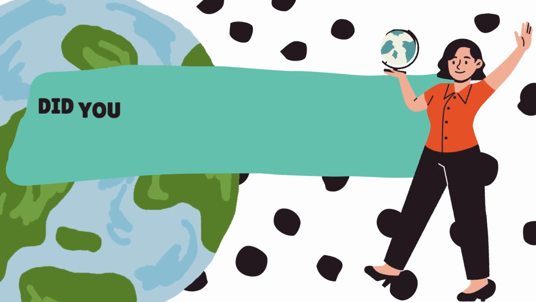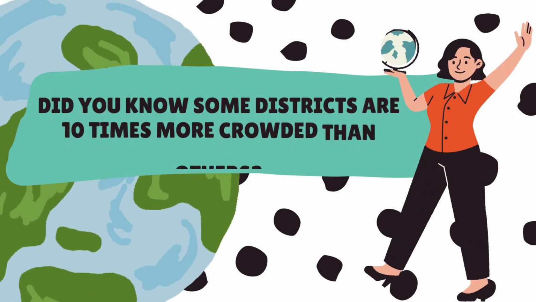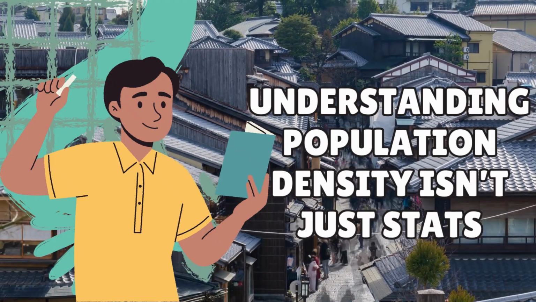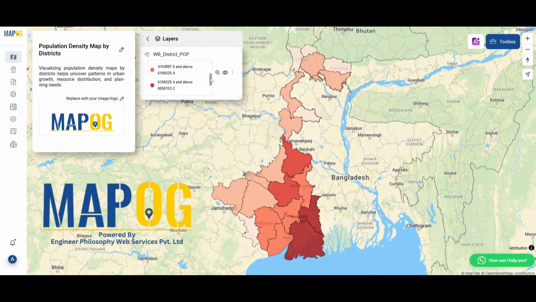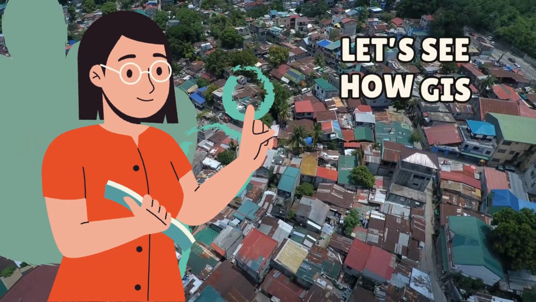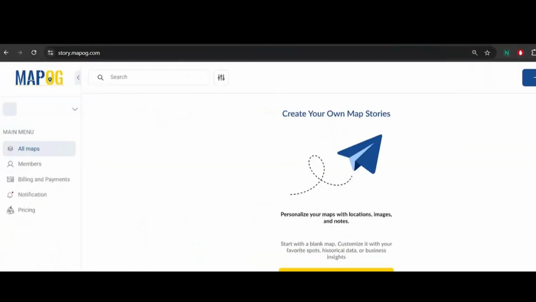Did you know some districts are 10 times more crowded than others? Understanding population density isn't just stats, it's the key to smarter planning. Let's see how GIS and MAPOG work together to solve this.